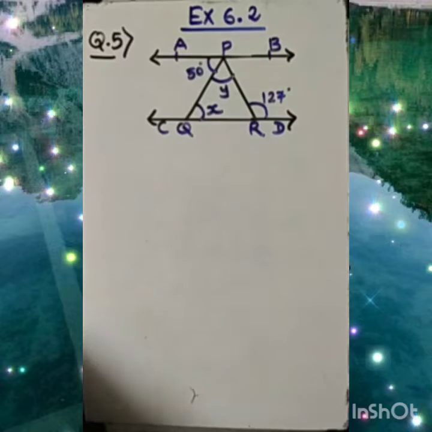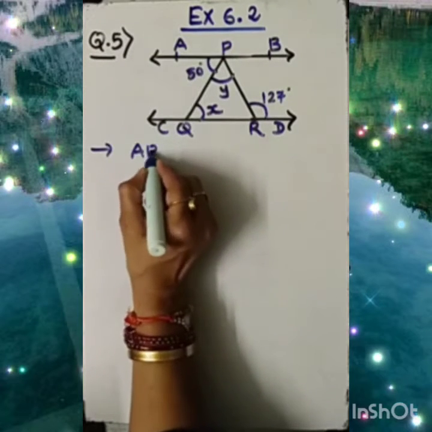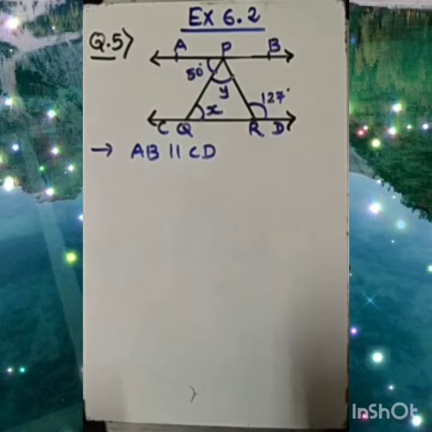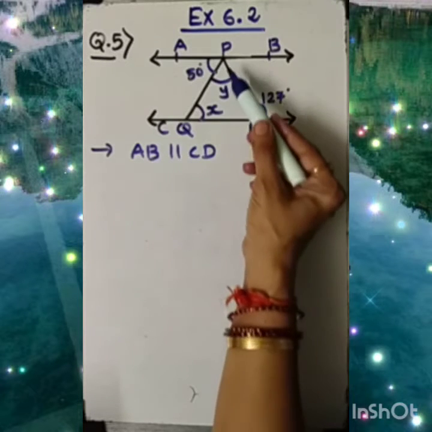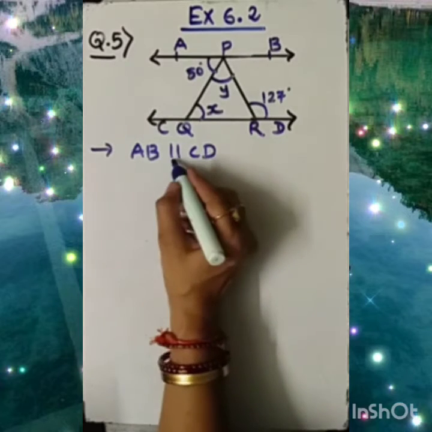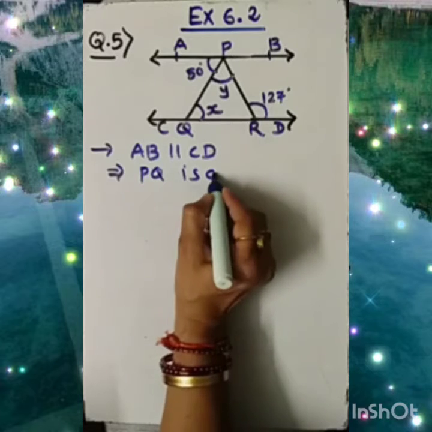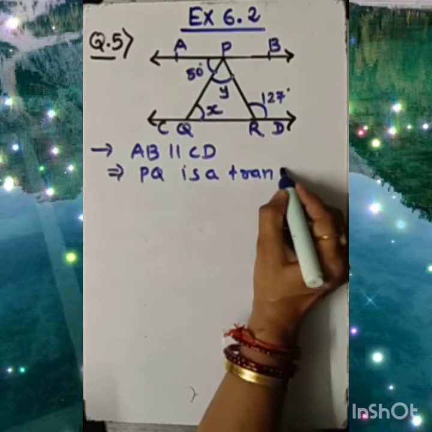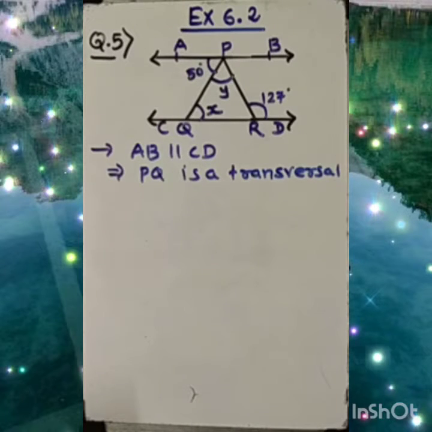Already given. So let's note down in the first line what we are given. We are given AB parallel to CD. Then can I say PQ intersects them at two points, P and Q? They will become the transversal. If AB is parallel to CD, then can I say PQ is a transversal line of it, and it intersects AB at two different points P and Q?